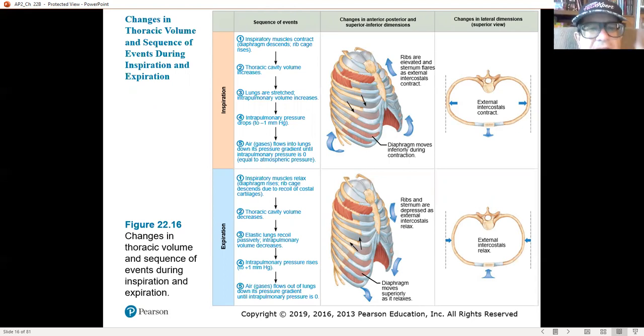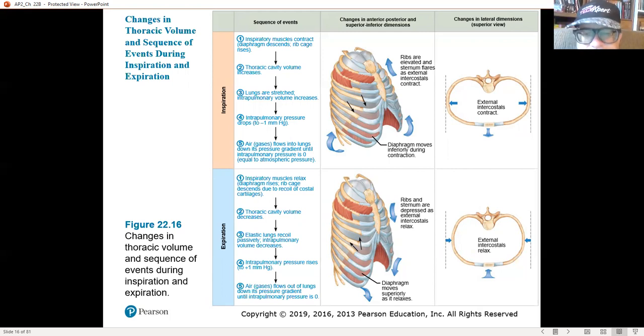Inspiratory muscles contract, the diaphragm goes down, the rib cage rises. Both of those are going to cause the thoracic cavity volume to go up. The lungs will get stretched. The intrapulmonary volume will increase. As the volume goes up, the pressure drops. As the pressure drops, atmospheric gases flow in. Inspiration. We're pulling air into the lungs.